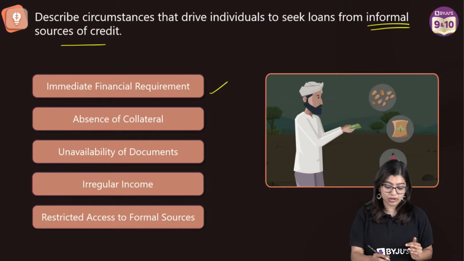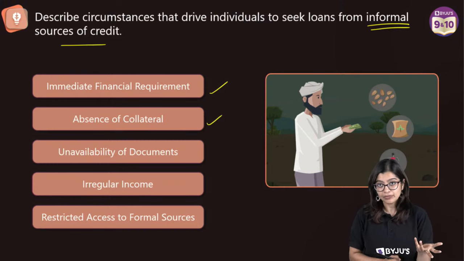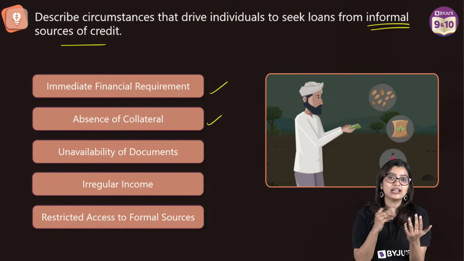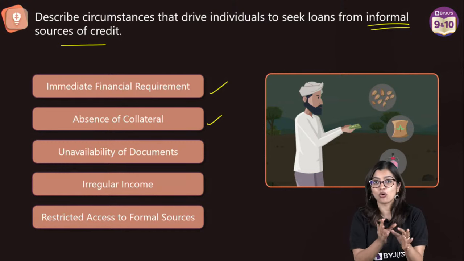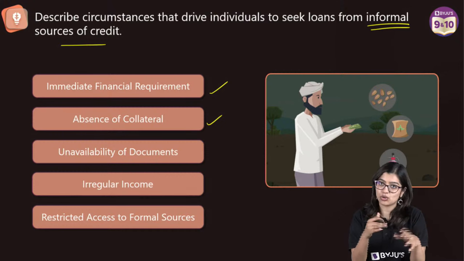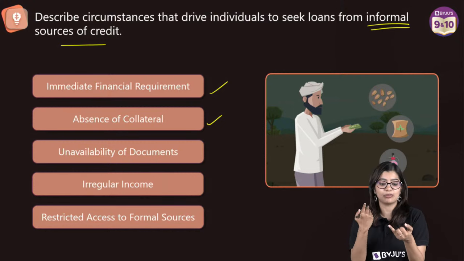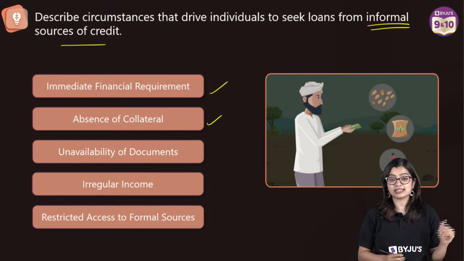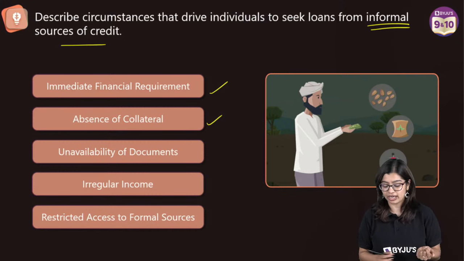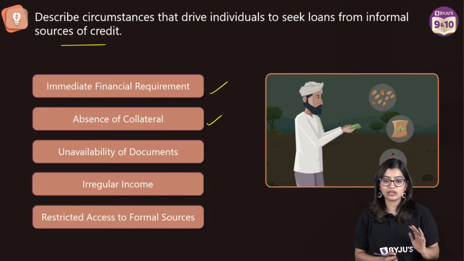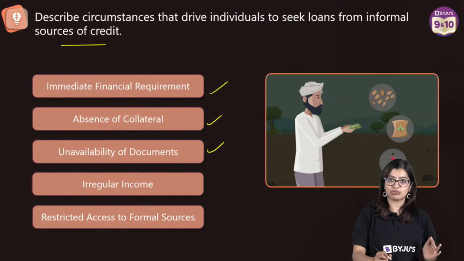Or in some cases, what do we see? People don't have collateral. So we know that collateral is something, right? Girvi, ma'am, in Hindi. So girvi rakhna. We know that collateral is very important to show the banks or the formal source that you'll be able to pay the money back. It could be in the form of a house, a bike or land, or whatever it may be. So in such a case, if there's no collateral, it becomes difficult, and if they are desperate, they may go out for an informal source. Or like you said, unavailability of documents.